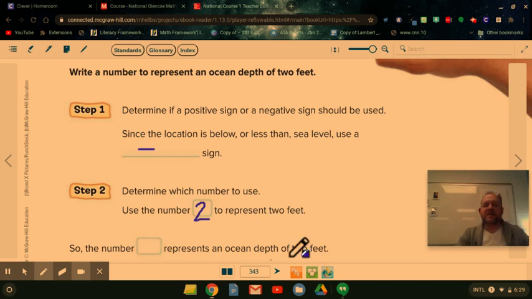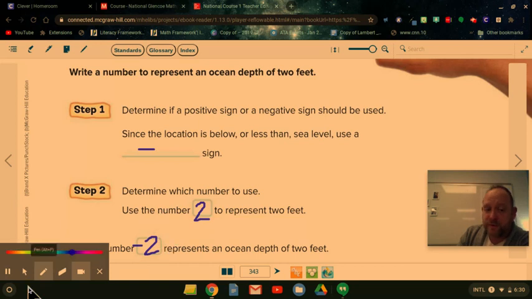So last but not least, the number blank is going to represent an ocean depth of 2 feet. Go ahead and type your answer in to the right. All right, ladies and gentlemen, the answer here should be -2. Again, a negative sign is going to show something less than sea level or below the surface of the ocean. 2 feet down under the water would be represented with the number -2. That's an ocean depth of 2 feet.